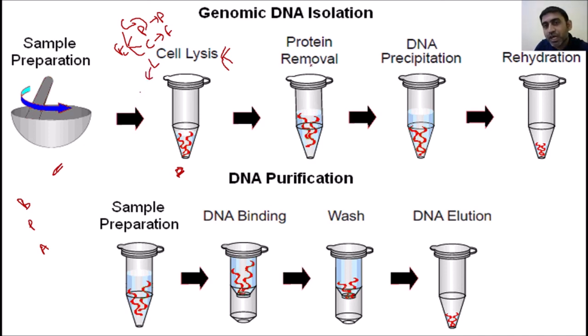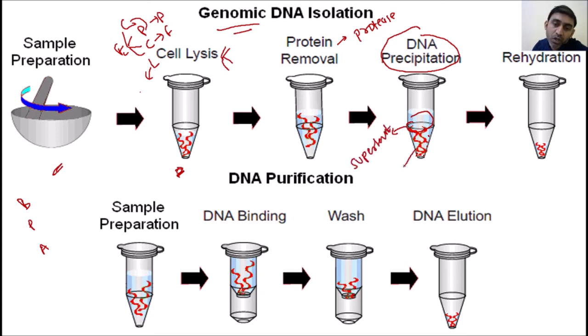Then protein is also removed with the help of an enzyme called protease. This is the protocol for how DNA is isolated. Then that DNA is precipitated. Precipitated means the heavier particles settle at the bottom and the lighter particles float over here. What floats on top is called the supernatant, and what remains at the bottom because of its weight is called the sediment.